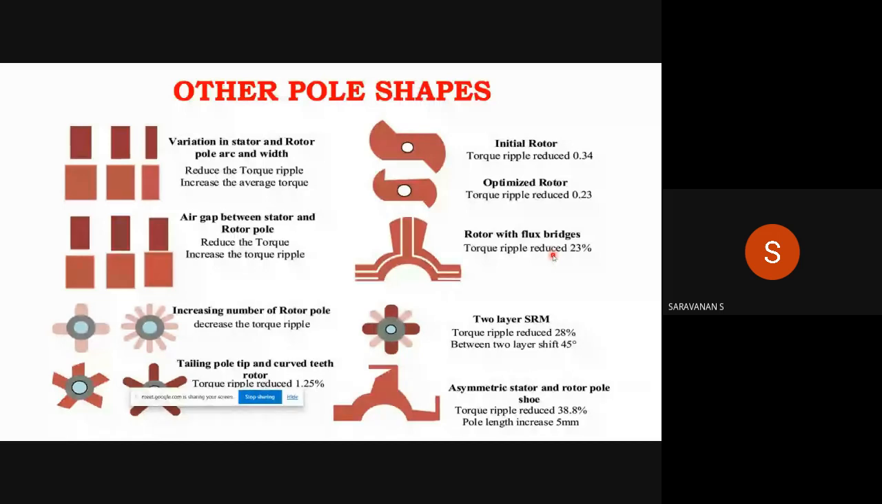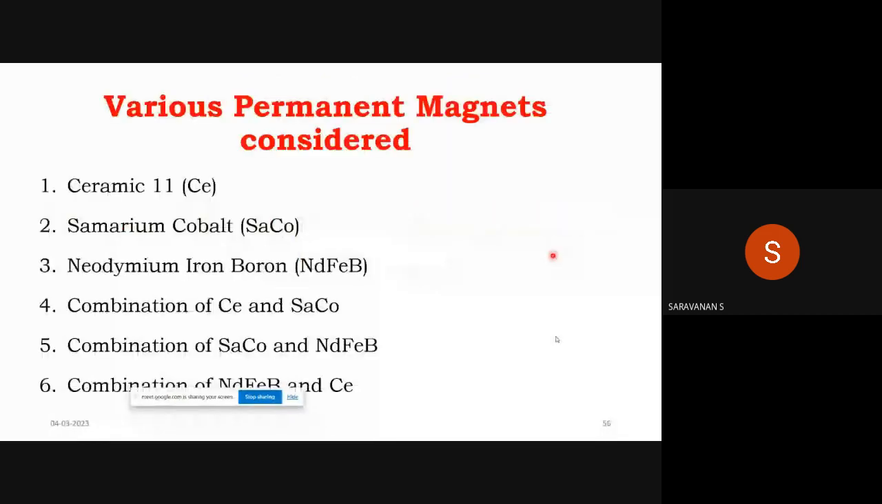Then adding permanent magnets in stator poles. So next method. Here I gave some of the materials: ceramic material, samarium cobalt, neodymium iron boron. These are all the materials I have taken, and the combinations: ceramic and samarium cobalt, neodymium iron boron, and neodymium iron boron and ceramic. So these are all the considerations.